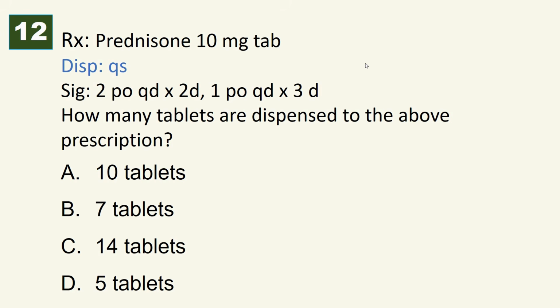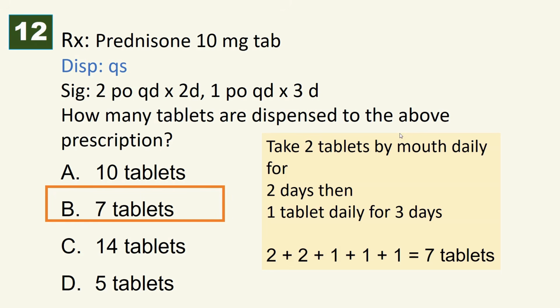Prescription for prednisone 10 milligram tablets, dispense QS means quantity sufficient. Directions are 2 tablets by mouth daily for 2 days, and then 1 tablet once daily for 3 days. So total how many tablets are dispensed? 7 tablets, because first 2 days 2 tablets, that's 2 plus 2, 4 tablets, and then 3 days 1 tablet each day. So total will be 7 tablets.